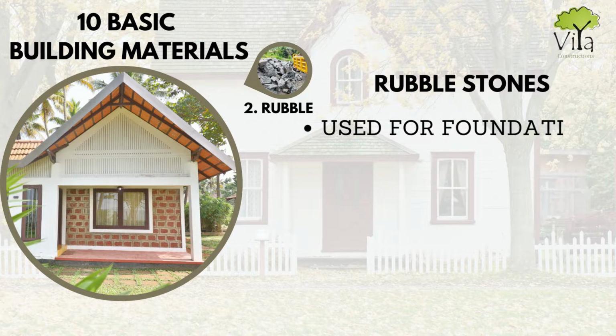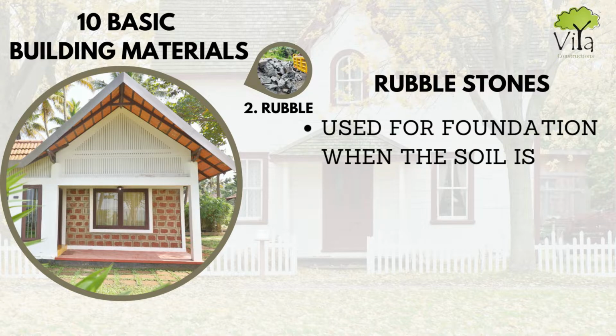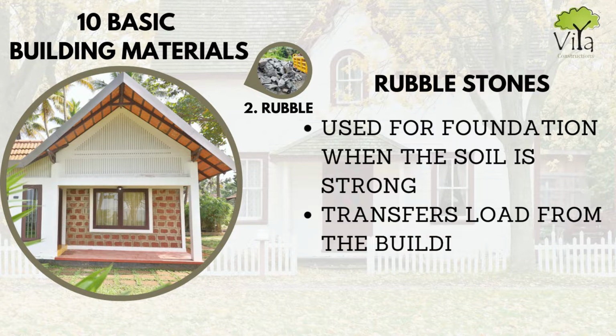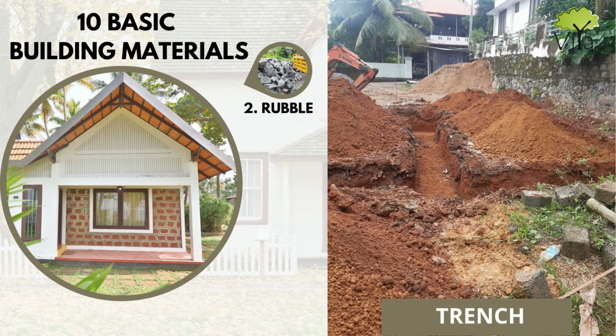The next one is rubble stones. Rubble is used for foundation when the underlying soil condition is strong. The purpose of the rubble foundation is to transfer the load of the building to the underlying soil. For this purpose, a trench is made and the rubbles are arranged in it throughout the house. By this process, the weight of the building is transferred uniformly to the ground.